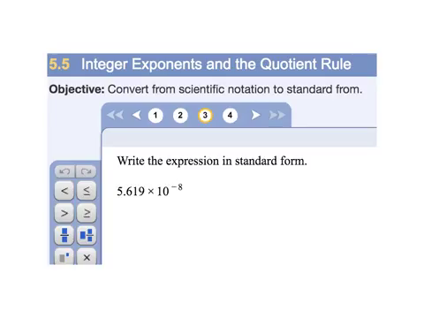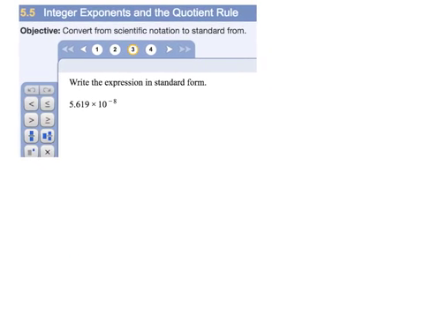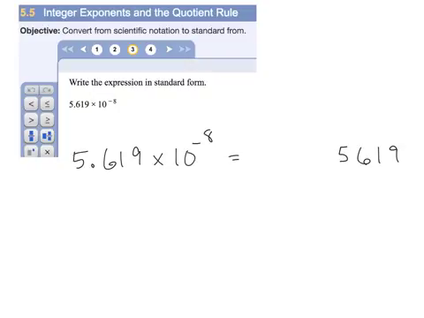Standard form again. So let's write this out, but this is going to be pretty darn easy. So we got 5.619 times 10 to the negative 8th power. So I'm going to write it way over here, 5619, and actually our point goes right here. There's the decimal point. So now what does this negative 8 mean? This negative 8 means our number is going to get smaller by 8 place values.